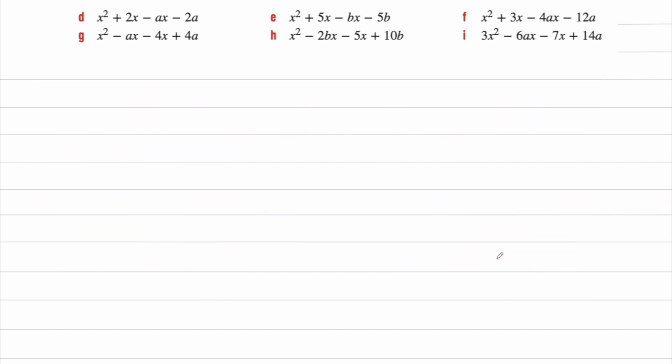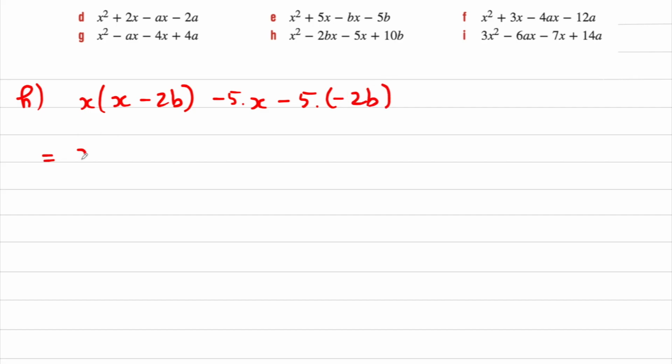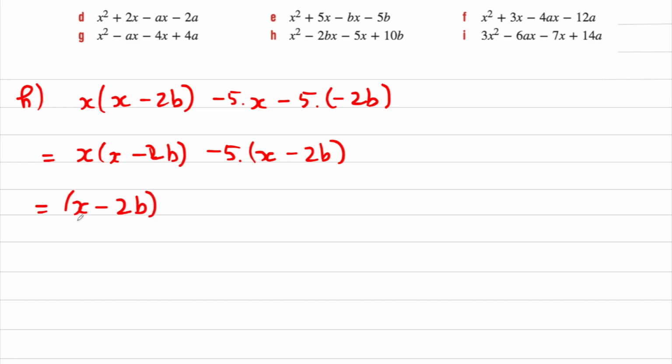That is question G. And how about question H? I will rewrite it like x will be outside, x minus 2b, and minus 5, plus 10b equals minus 5 multiplied by minus 2b. And after that, I take minus 5 outside the second bracket, x minus 2b in here, and then x minus 2b is the first bracket, and the second bracket is x minus 5.